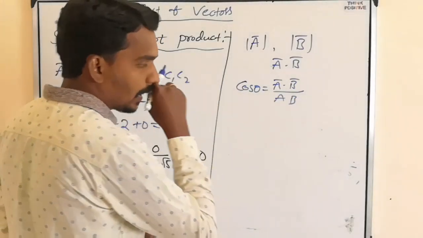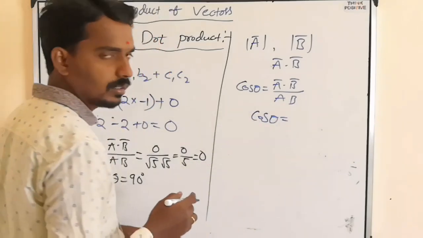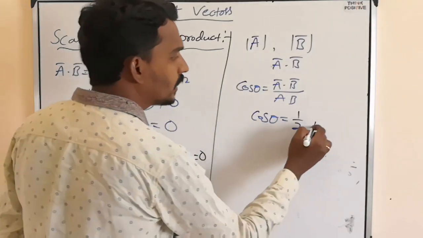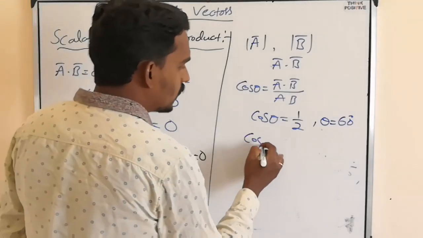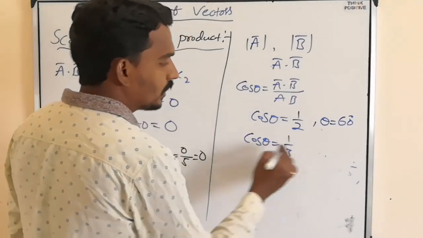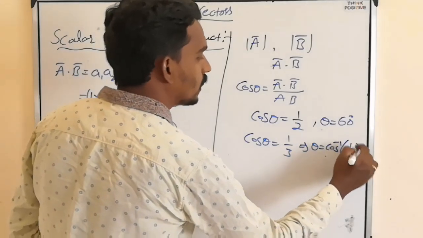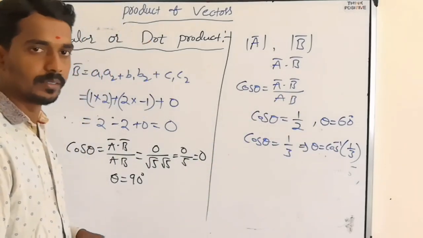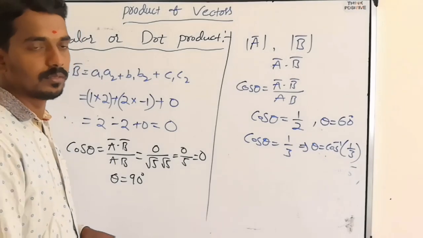Suppose you got some cos theta value. For example, in one question you got cos theta equal to 1 by 2. Then theta you will say 60 degrees. But suppose you got cos theta equal to 1 by 3. Then don't bother. Theta is cos inverse 1 by 3. Just put it like that. Don't worry, options will be given like that only. No one will ask you what is the value of cos inverse 1 by 3.